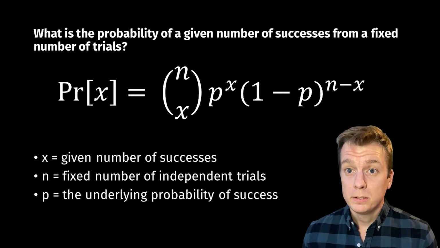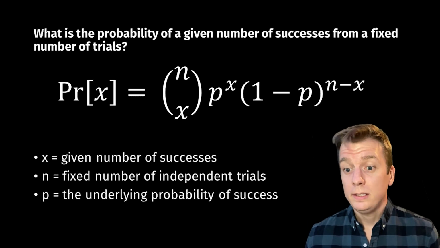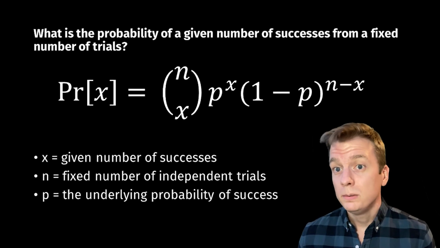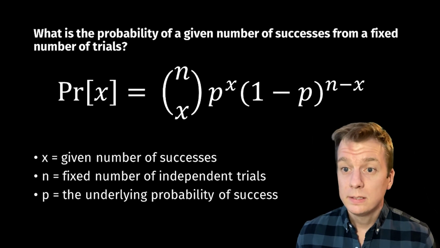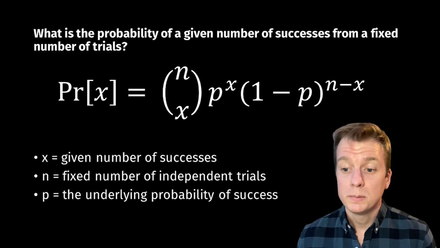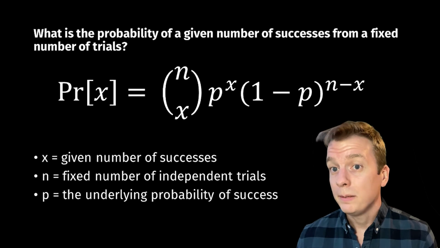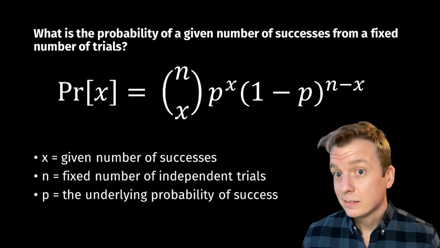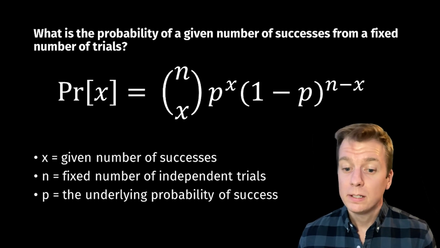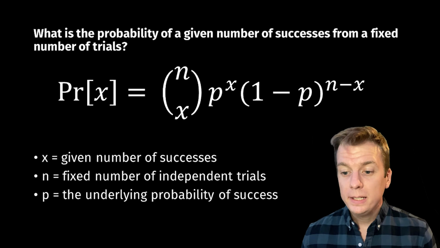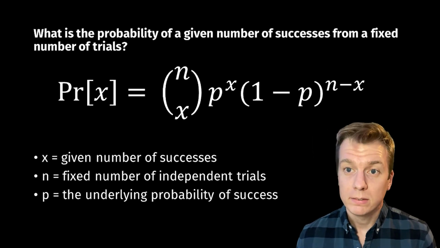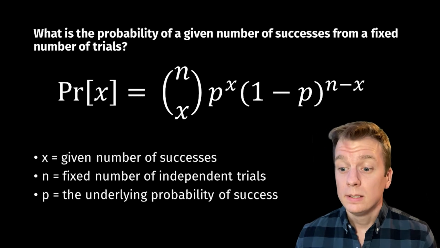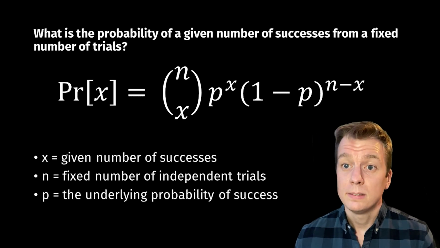And the binomial distribution equation is the probability of x equals n over x times probability p to the x power times 1 minus p to the n minus x power. Here, x is the given number of successes, n is the fixed number of independent trials, and p is the underlying probability of success. For example, in the butter side up and down experiment, the underlying probability of success is 0.6.